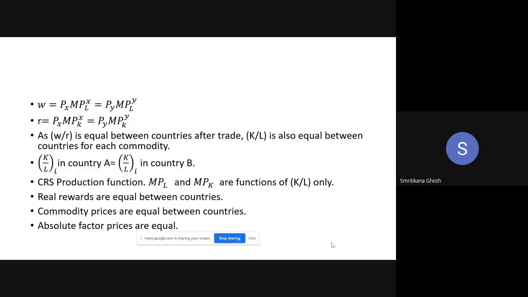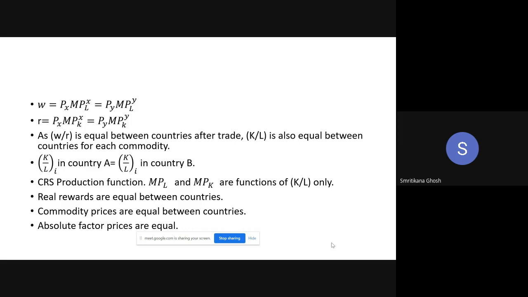Yes, your problem from this slide? Ma'am, can we say that after trade, the trade operations in both the countries are operating as if it is the trade operation in a single country? Exactly. It's just like a single country. It will be a single country.